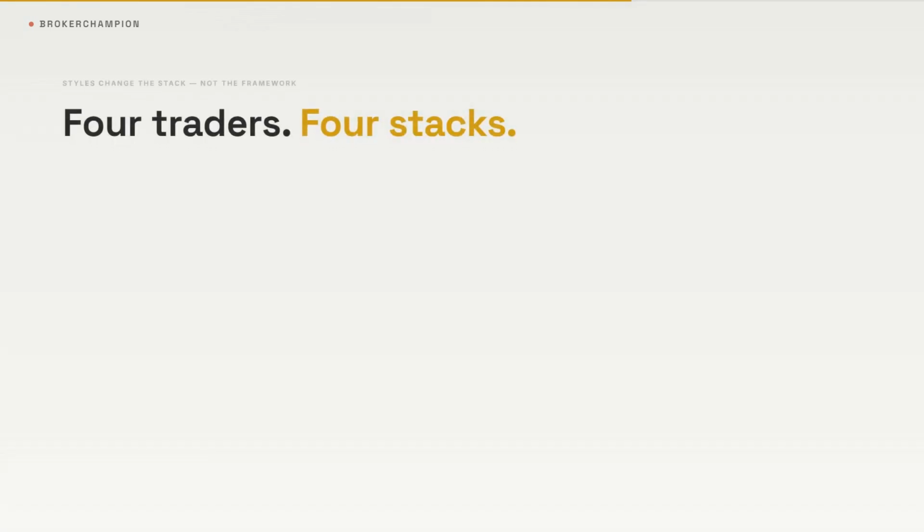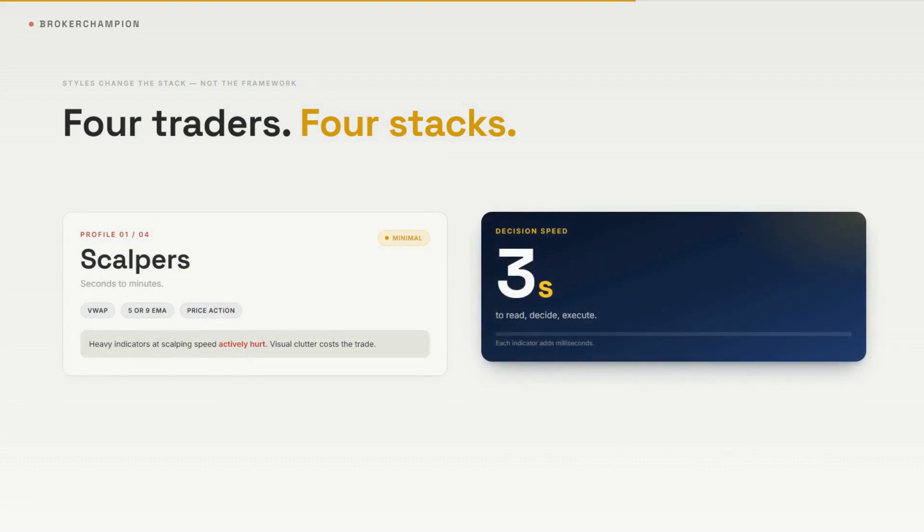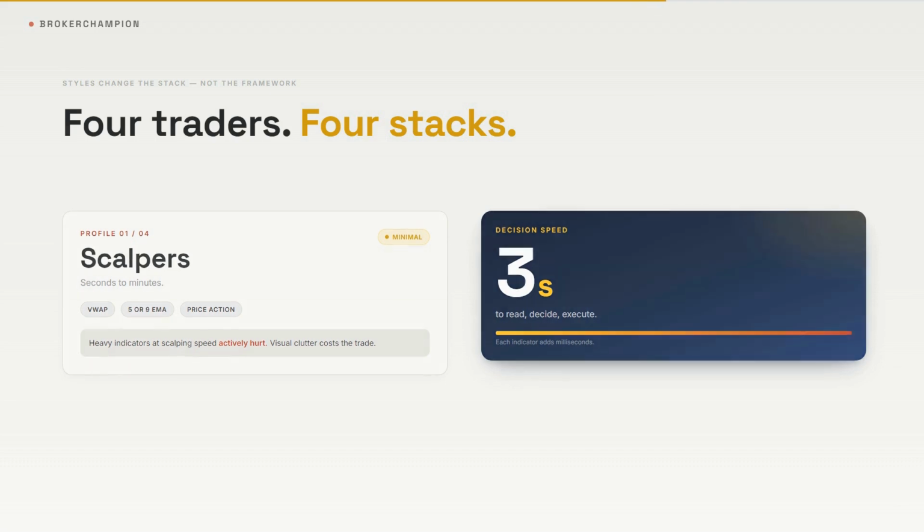Different trading styles change the stack, but not the framework. Scalpers, seconds to minutes, keep it minimal. VWAP for intraday reference, a 5 or 9 EMA for short-term trend and price action. Heavy indicators at scalping speed actively hurt. Decisions happen in seconds, and visual clutter costs you the trade.